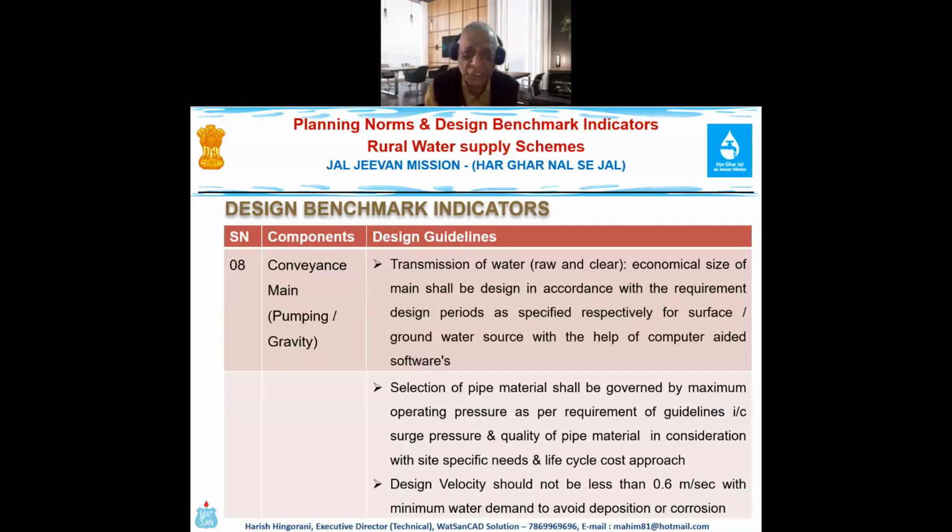Design velocity should not be less than 0.6 meter per second with minimum water demand, to avoid the deposition of sediment and corrosion. Secondly, if you keep a lower velocity, it may increase your diameters, and the capital cost goes very high. Technically, if you go for the economical size, on an average for small to medium schemes, the most economic design can be worked out with a velocity of 1 meter per second or even more.